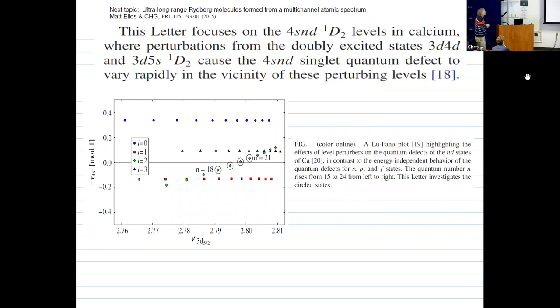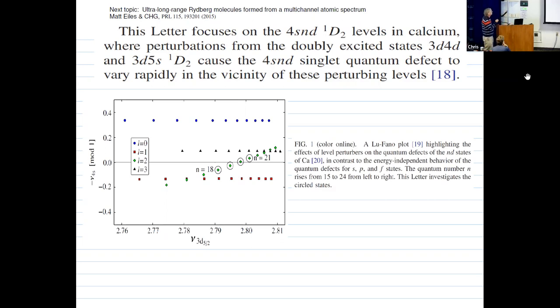Okay, the next example I wanted to talk about relates to a Physical Review Letter that Matt Eiles, my PhD student, and I wrote in 2015. Partly thinking about other types of ultra long range Rydberg molecules you could get if you involved atoms more complex than atoms having just one valence electron. Moving outside alkali atoms, where the closed shell core is very simple, alkaline earth atoms with two valence electrons have perturbers, and I talked about them in the first lecture.